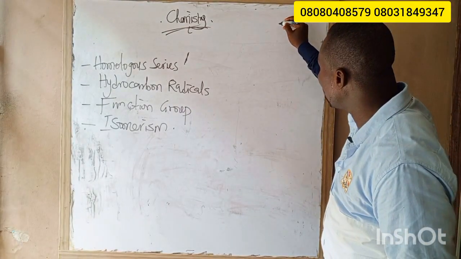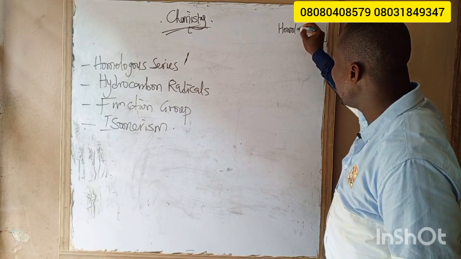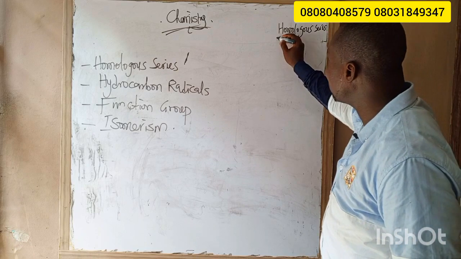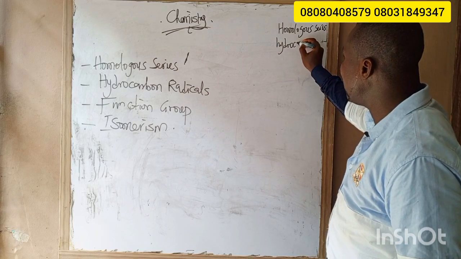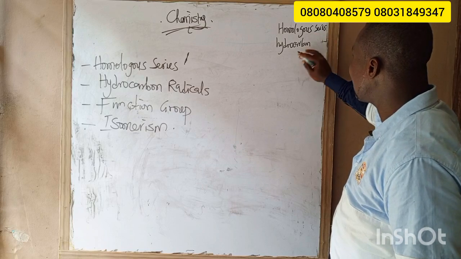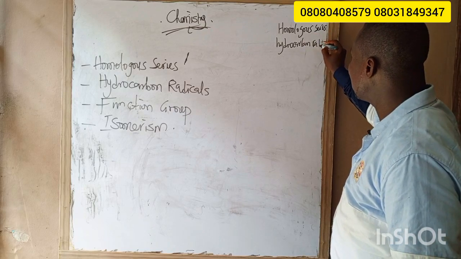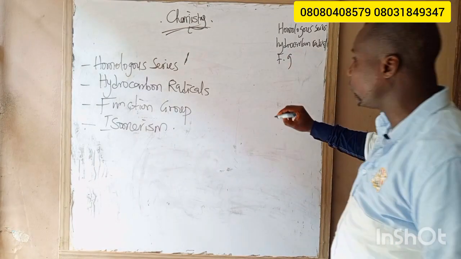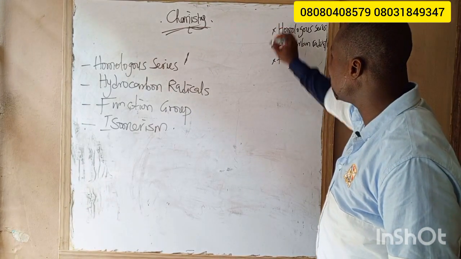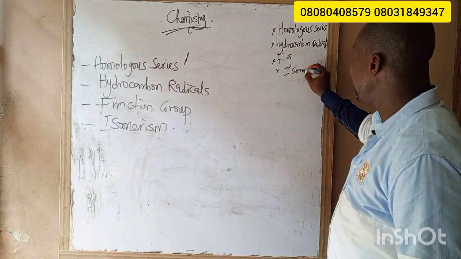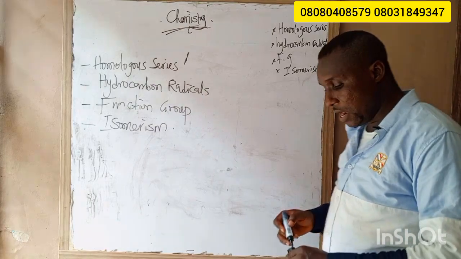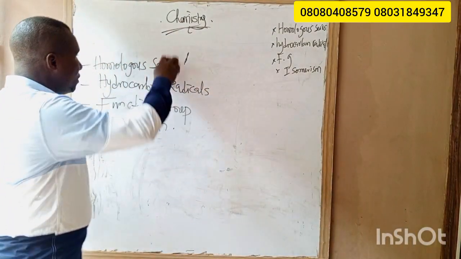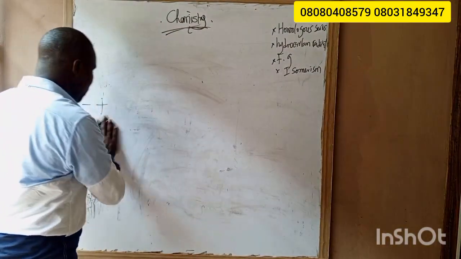Let me write them here so that I'll be taking them one after the other. The first one is homologous series. The second one is hydrocarbon radicals. The third one is functional group, FG. While the last one is isomerism. Let us take them one after the other. Let us take the first one, homologous series.